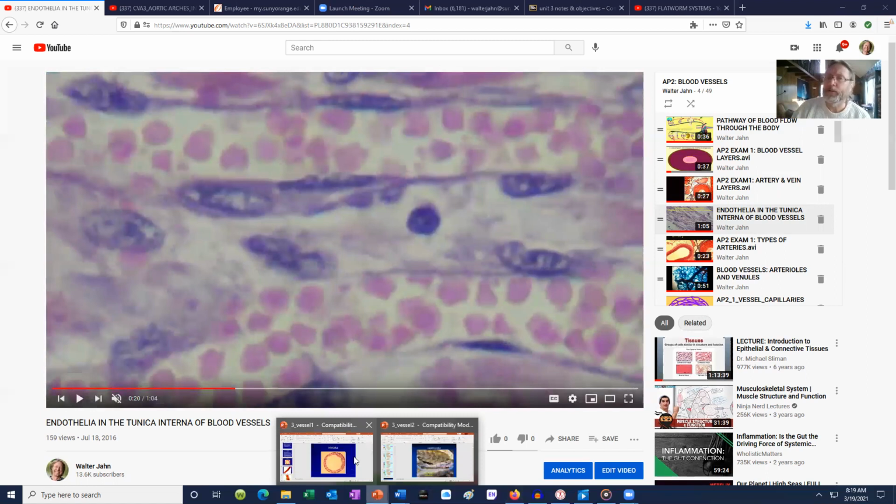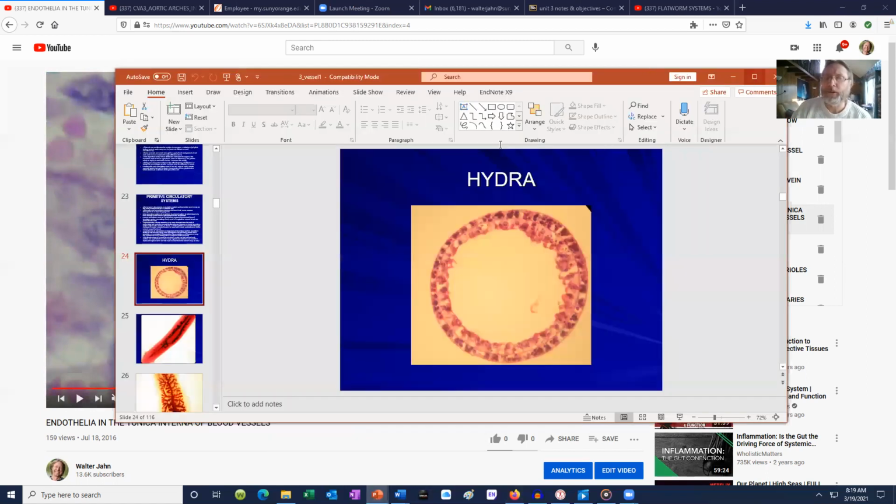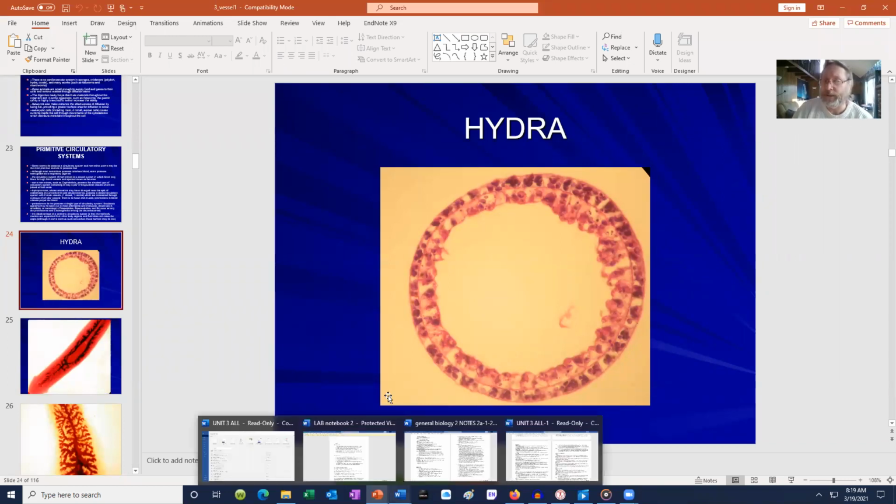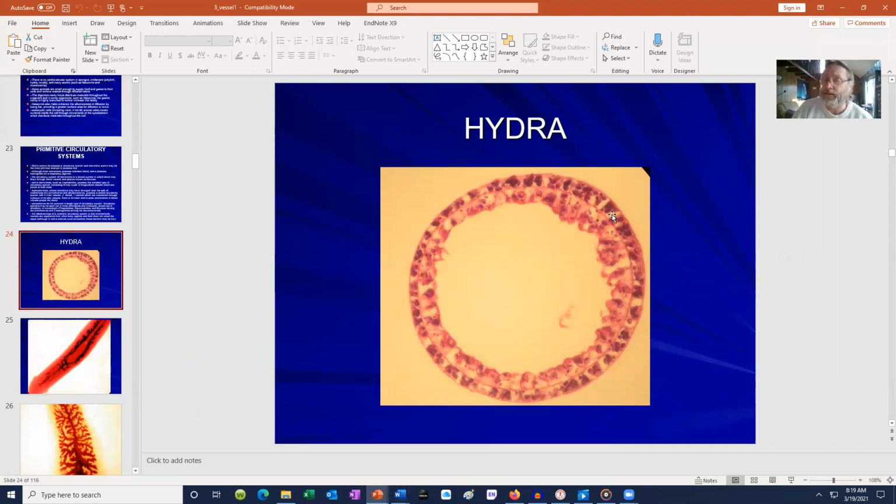Here, this is a little more difficult. First, the first animals didn't have a cardiovascular system, and there were no blood vessels. So sponges don't. Cnidarians, such as corals and jellyfish, they don't. See this hydra, there are no blood vessels here. There are only two layers, an outer epidermis and inner gastrodermis. There are no blood vessels.